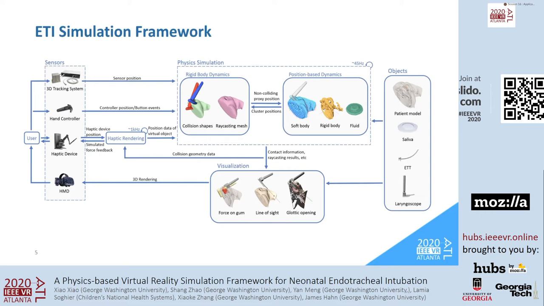The position-based dynamics layer models the behavior of human body constituents, such as soft tissues, bones, and fluids in a unified particle representation. In parallel, an independent rigid body dynamics layer is integrated to provide additional functionalities, such as joints for virtual coupling of the instruments. Each object has multiple representations for modeling, collision detection, and visualization. At each timestamp, the updated states of the objects are visually and haptically rendered in separate threads. The kinematic data and collision information are also passed to the enhanced visualization component for computation of real-time visual feedback, such as the color-coded force on the upper gums, line of sight through the blade, and the percentage of glottis opening.